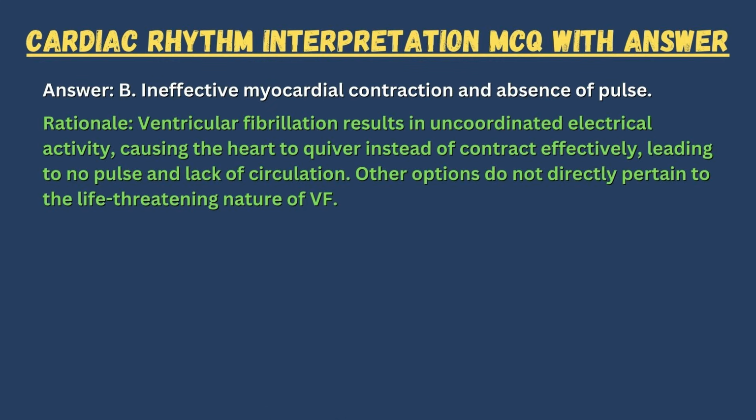Answer: B. Ineffective myocardial contraction and absence of pulse. Rationale: ventricular fibrillation results in uncoordinated electrical activity, causing the heart to quiver instead of contract effectively, leading to no pulse and lack of circulation. Other options do not directly pertain to the life-threatening nature of VF.